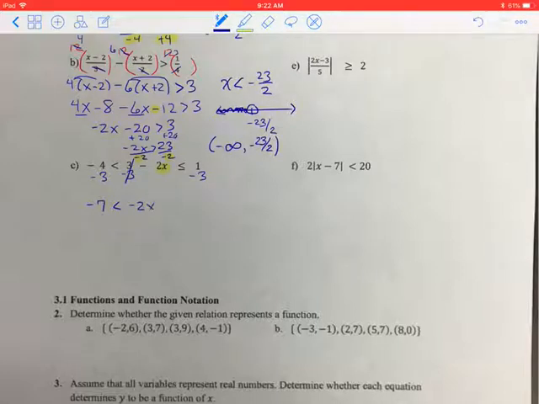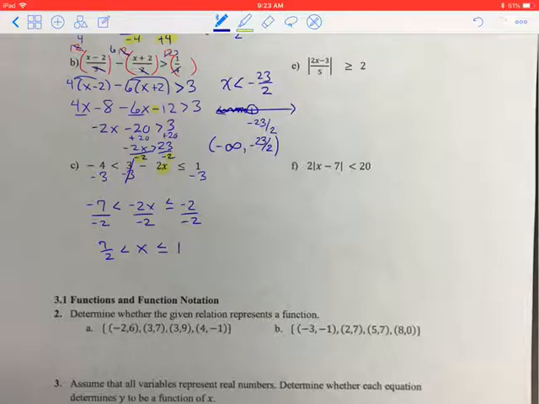In the middle, I get negative 2x. And then I get a negative 2. All right, so my last step, I'm going to divide everything by negative 2. Once again, I'm dividing by a negative, so that's going to flip my signs. So I get 7 over 2 greater than x, greater than or equal to 1.